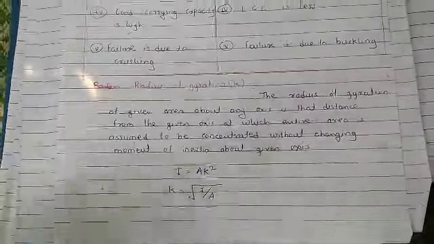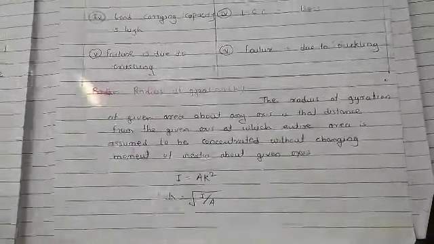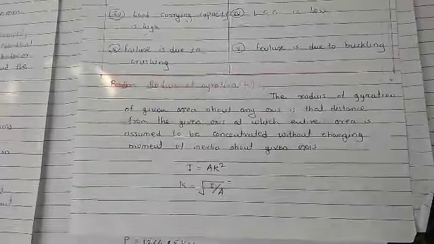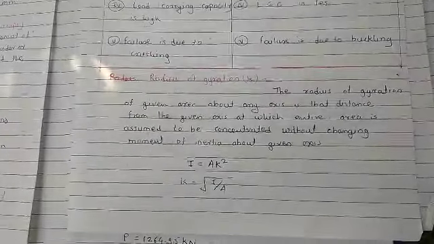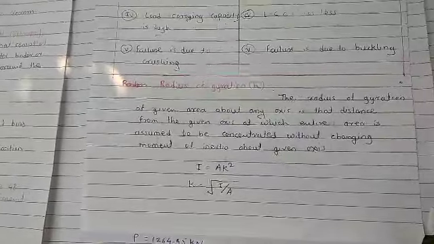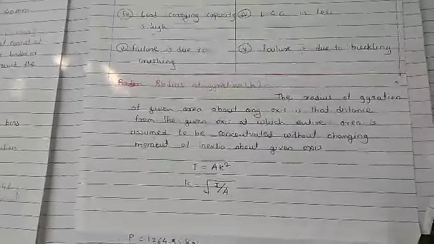So this is about the theory of the column: what is the short column, what is the long column, and then the types of reinforcement used in the column, that is, longitudinal reinforcement and the lateral or transverse reinforcement that will be used in the columns.